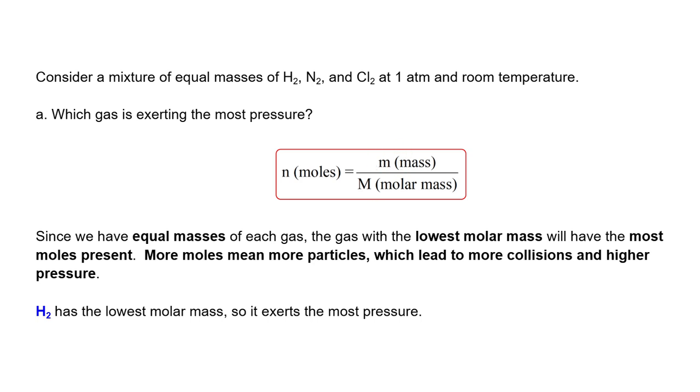So, since we have equal masses of each gas, the gas with the lowest molar mass will have the most moles present. And Avogadro's law says that moles is directly proportional to volume, or directly proportional to pressure in this case, which means that the one with the most moles is going to collide with the walls the most, which is going to produce the highest partial pressure. And so the answer is H2, since it has the lowest molar mass.